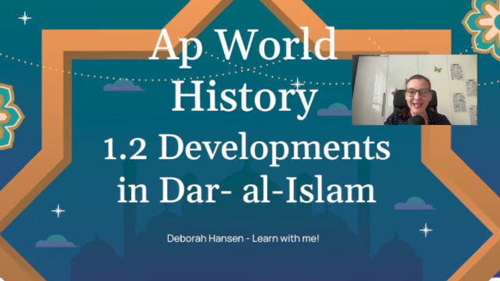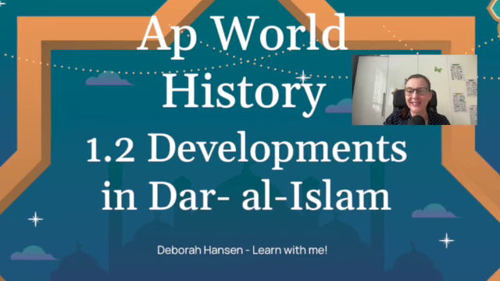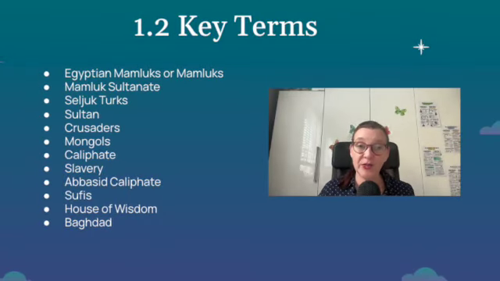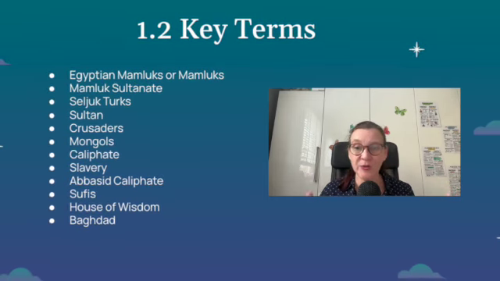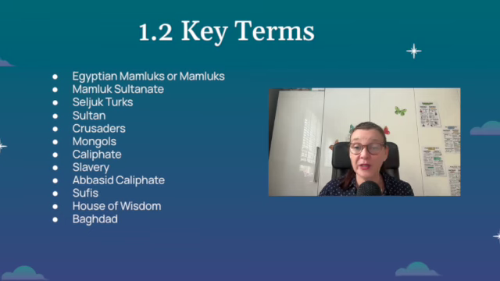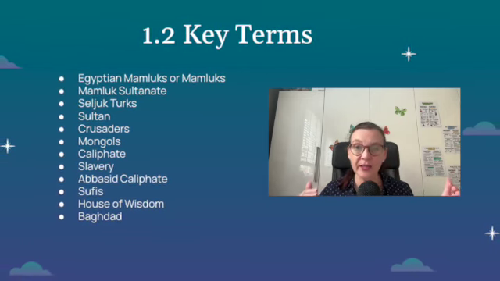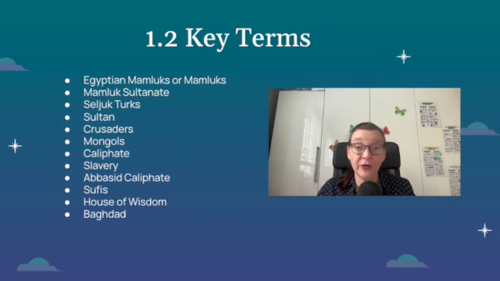I'm Deborah Hanson, and today we're going to be looking at AP World History 1.2 Dar al-Islam. In this video, we're primarily going to be concentrating on the CED question for 1.2 from Unit 1, but we're going to go into a lot of details which refer to some of the key terms we're going to talk about. If you see the list here, I'm going to talk about those in relation to the CED question that the College Board is going to be using for your exam.